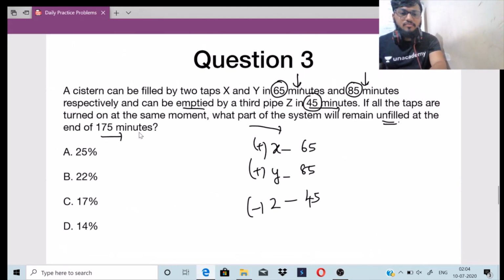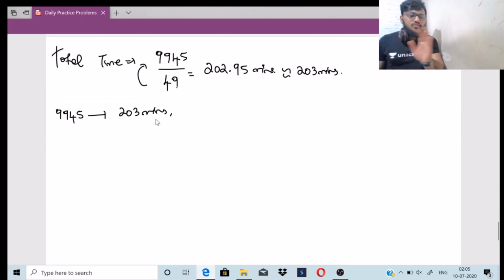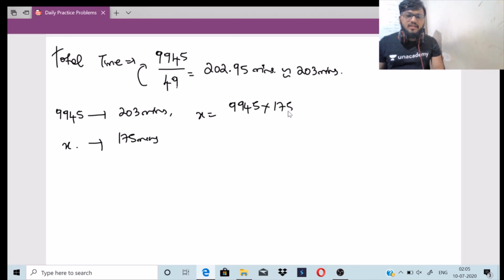What is the number of minutes they have asked? At the end of 175 minutes. At the end of 203 minutes, the whole tank will be filled, right? So at the end of 175 minutes, how much tank will be filled? That will be X. So X is equal to 9945 into 175 divided by 203.